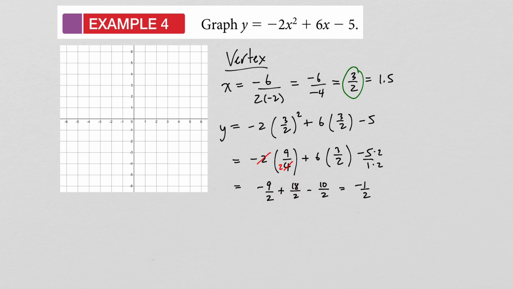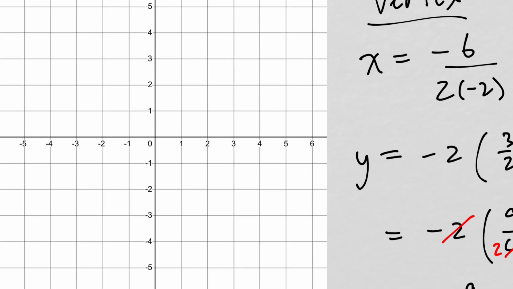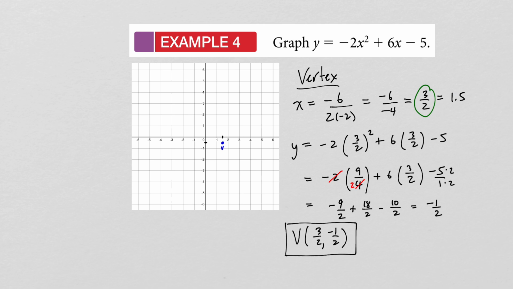So the vertex here occurs at x equals 3/2 and y equals -1/2. Okay, that's our vertex. And so 3/2 on the x-axis is 1.5, and then -1/2 is right there. So that vertex is going to be right there. And I'll put a V for vertex here. Now, here's the thing.